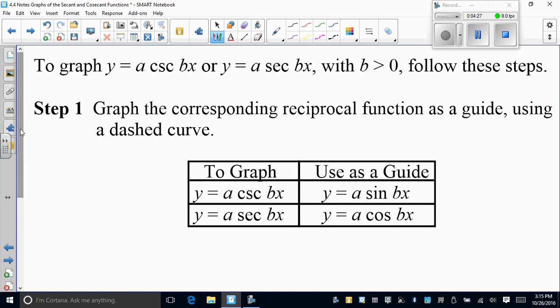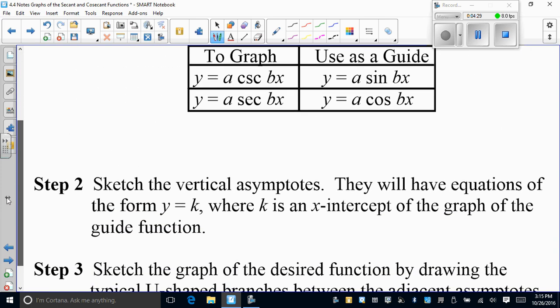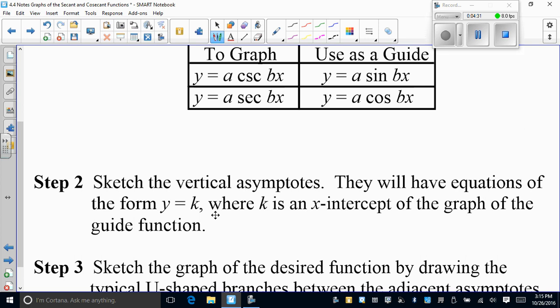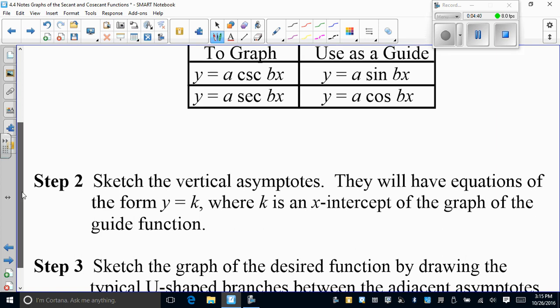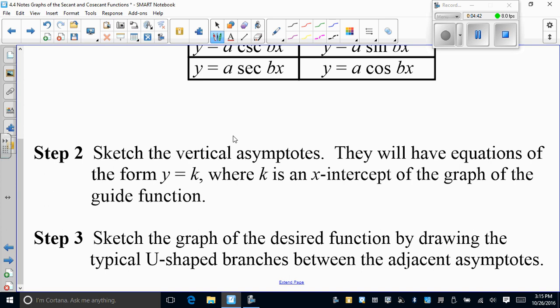Sketch your vertical asymptotes. This is where the sine and cosine values equal 0, when sine of x or cosine of x equals 0. Then sketch the graph of the desired function by drawing the typical U-shaped branches between the adjacent asymptotes. So I'll still talk about all of those.